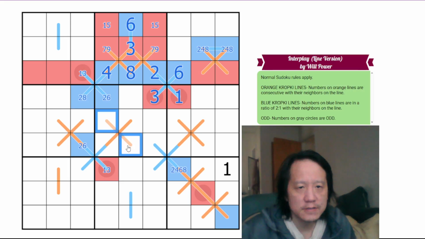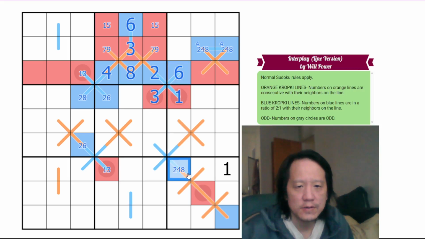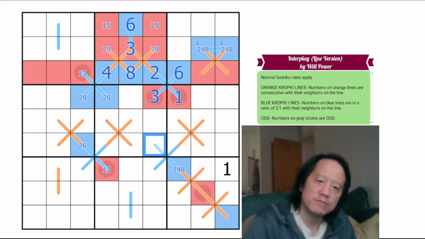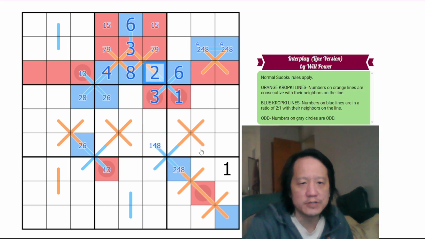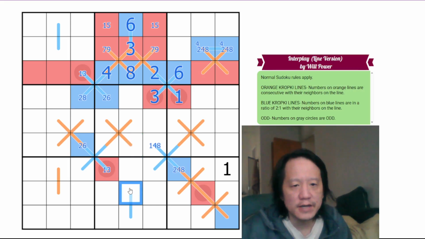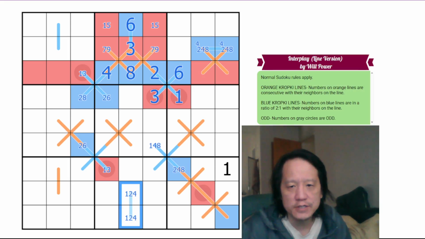Let's see. Do we have anything else? We have a 4 guaranteed here to be in a 1-to-2 ratio with 2 or 8. This can't be 6 because of the 6 in the column. Anyways, this digit must be 1, 2, 4, 8 to be in a 1-to-2 ratio with 2, 4, 8. 2 obviously can't be here because of 2 in the column. This cannot be 6 and it cannot be 8. So there's no 3, 6, no 4, 8 possible. It's 1, 2, or 2, 4. And we're guaranteed a 2 here.